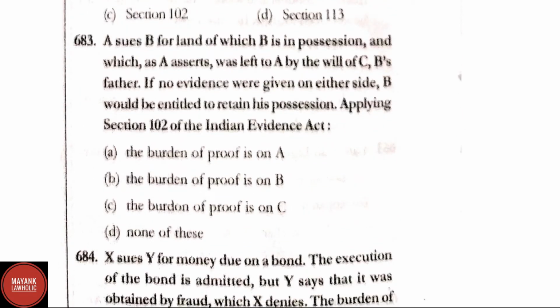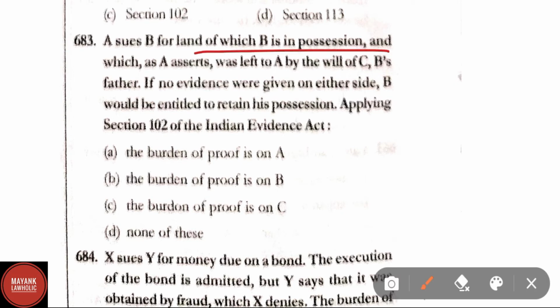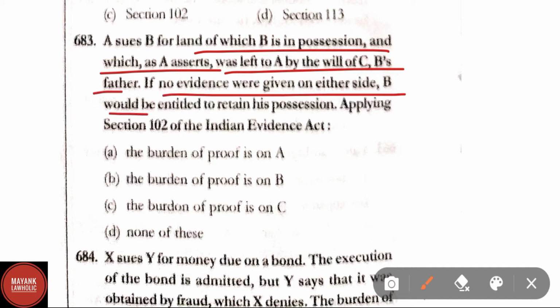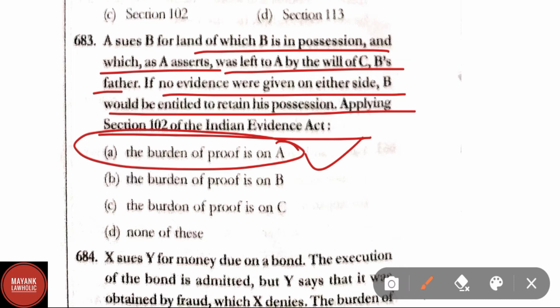Question number 683. A sues B for land of which B is in possession and which, as A asserts, was left to A by the will of C, B's father. If no evidence were given on either side, B would be entitled to retain his possession, applying section 102 of the Evidence Act. Option A, the burden of proof is on A.